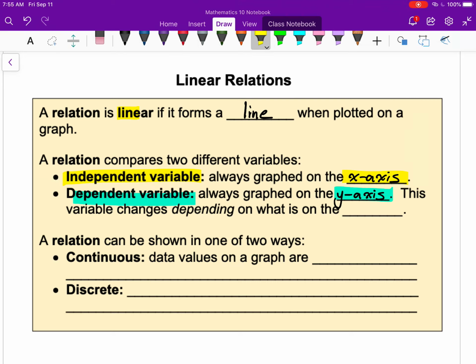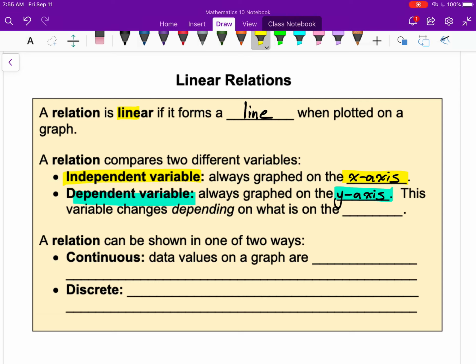So for example, let's say you're making a graph of the relation between the number of people attending a party and the cost of hosting that party. You're comparing two variables, cost and number of people. Which one is the dependent variable? The cost of holding the party depends on how many people you have, not the other way around. So in that case, cost would be dependent, so it would be on the y-axis. And number of people would be independent, and it would be on the x-axis.